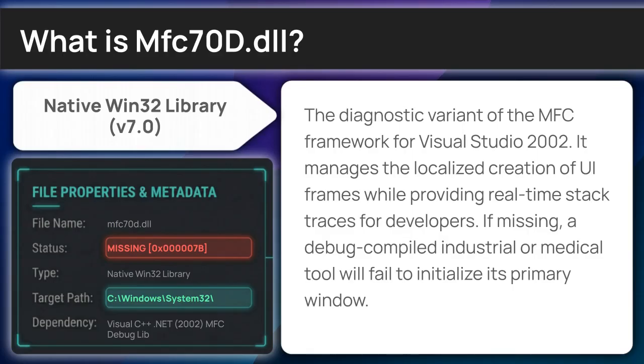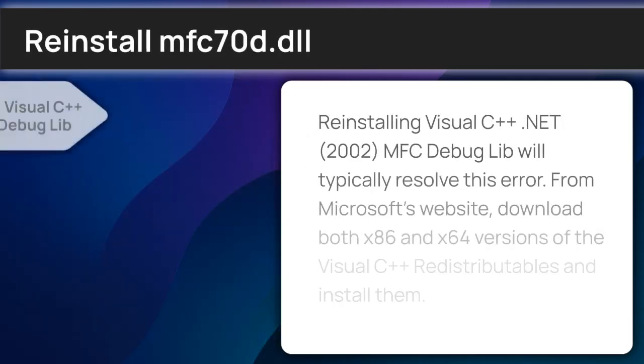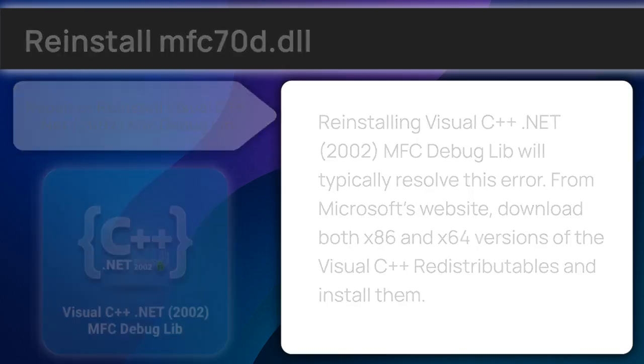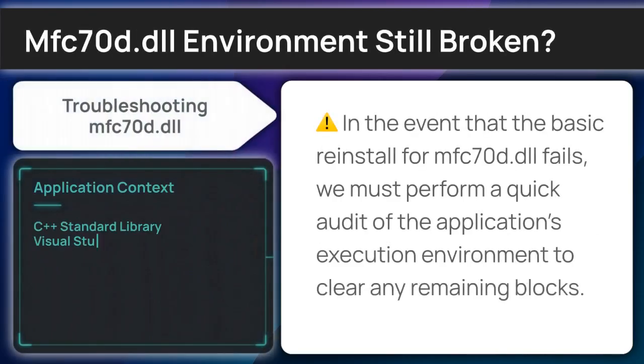Now that we've covered what the file does, let's jump into our first fix. Reinstalling Visual C++.NET 2002. MFC Debug Lib will typically resolve this error. From Microsoft's website, download both x86 and x64 versions of the Visual C++ redistributables and install them. If that initial setup didn't clear the pop-up, let's examine the specific initialization sequence assigned to your applications directory.